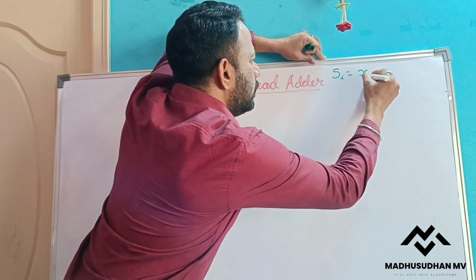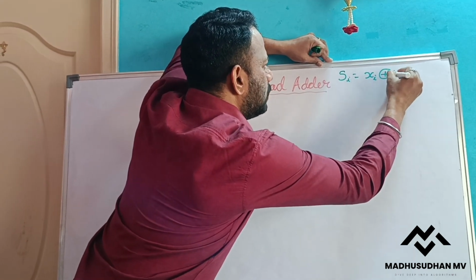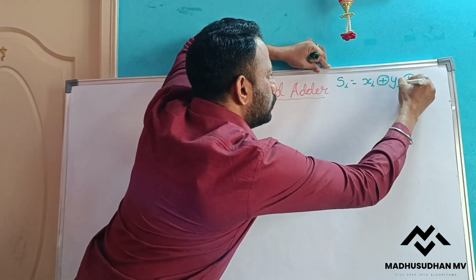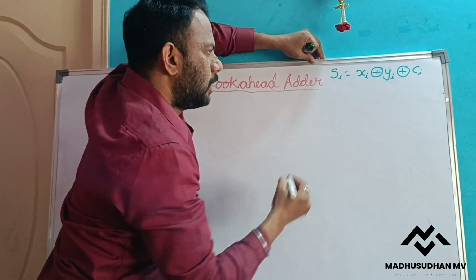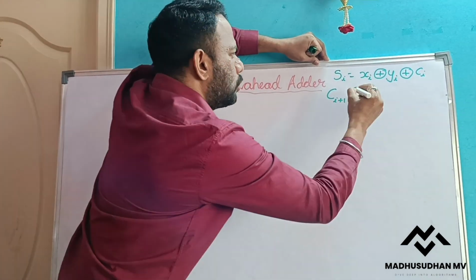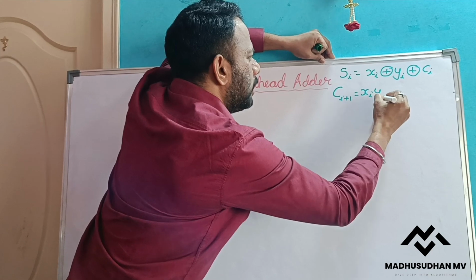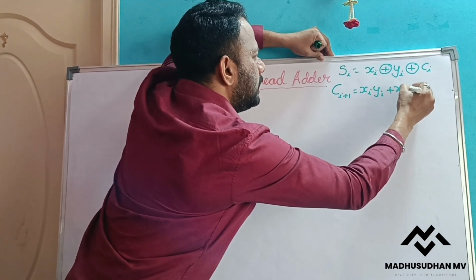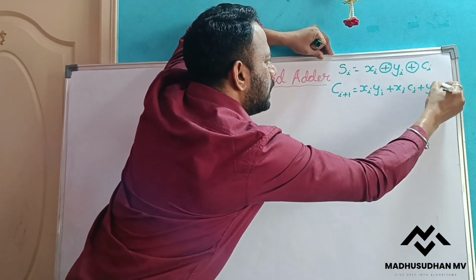We know that the sum bit is obtained by this equation: sum bit is equal to xi exclusive-or yi exclusive-or ci. And we know that the carry out, that is ci plus 1, is equal to xi yi plus xi ci plus yi ci.